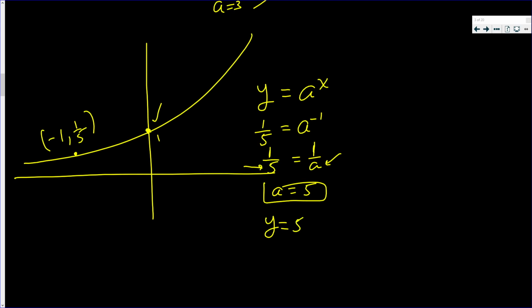Y is equal to 5 to the x. Don't worry about that point. It's going to work for any a, because 5 to the 0, 3 to the 0, 2/3 to the 0, it's going to be 1.